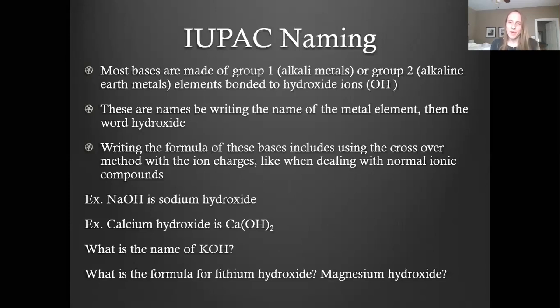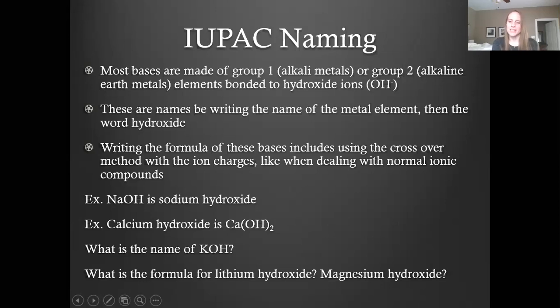So we'll go through the IUPAC naming first. It's super easy. Essentially, we are just going to name these bases like normal ionic compounds. Most bases are ionic compounds. They're usually made of a metal and then the hydroxide ion, which is the OH. So all we do is write the name of the metal first and then the word hydroxide to represent our OH. So for example, NaOH is just sodium hydroxide.